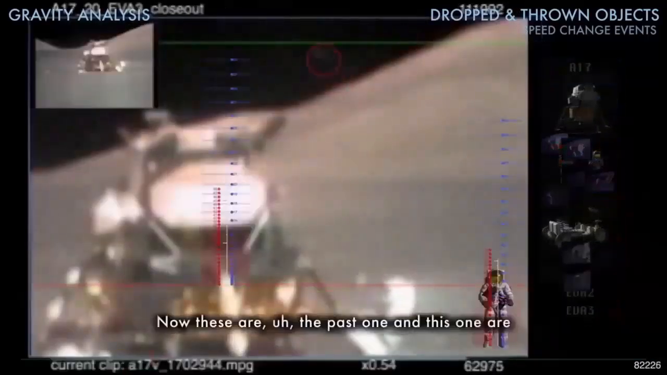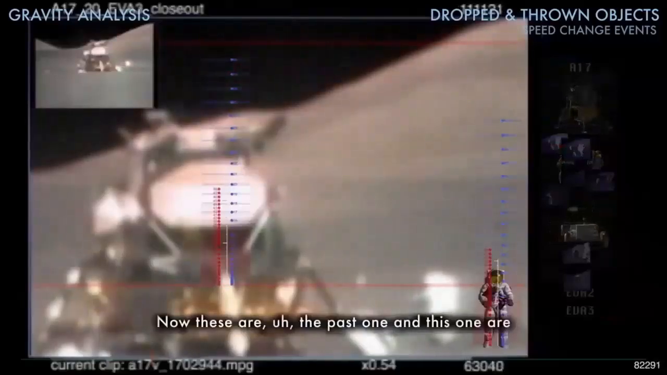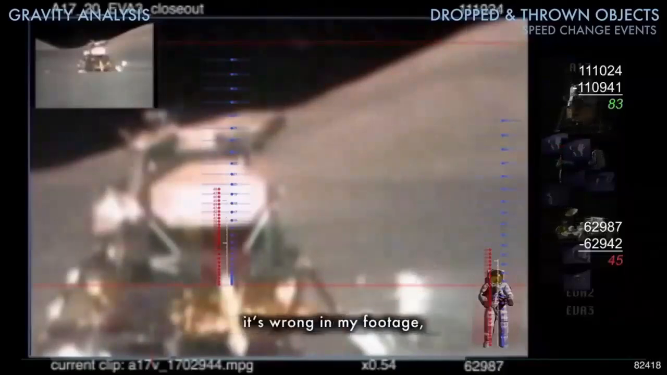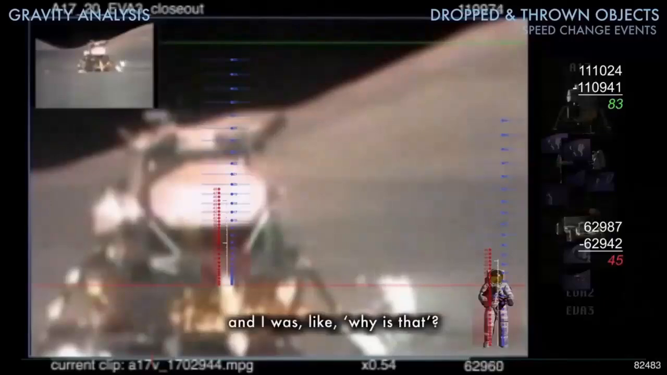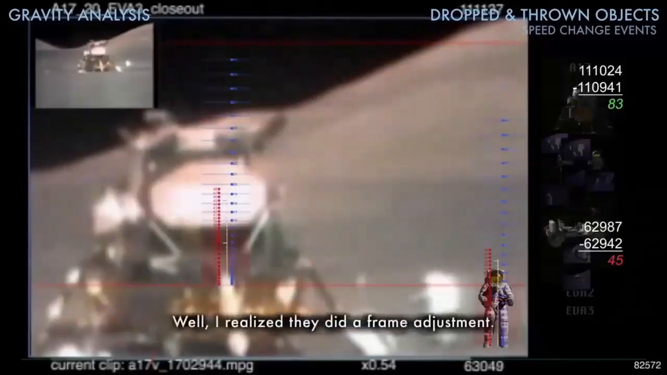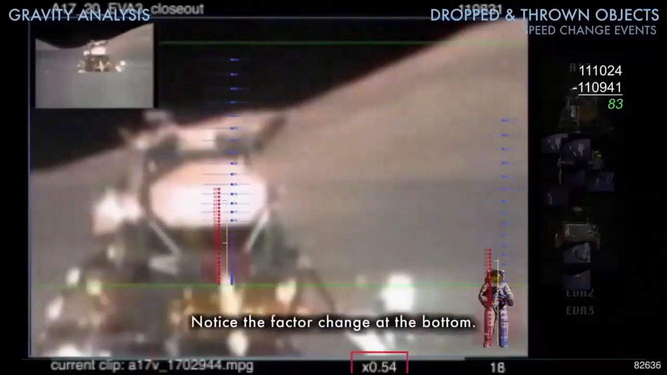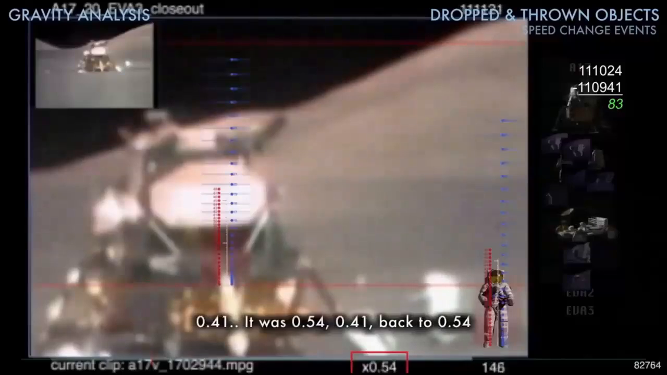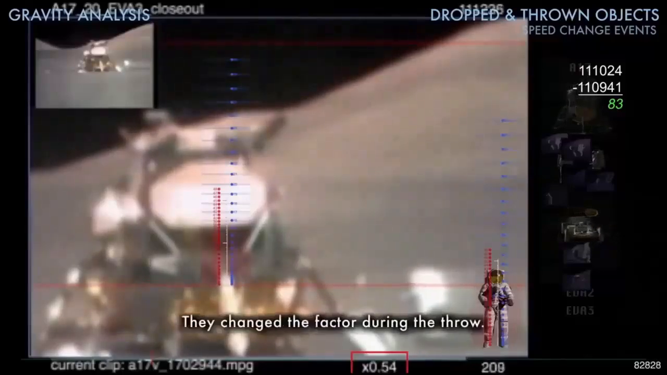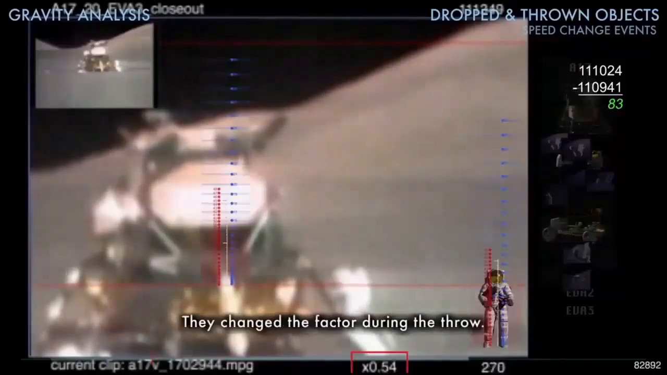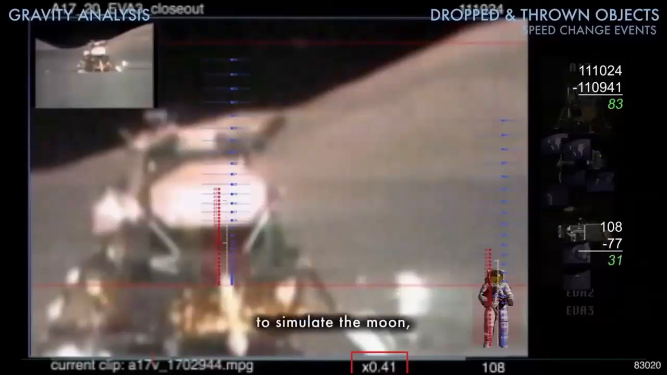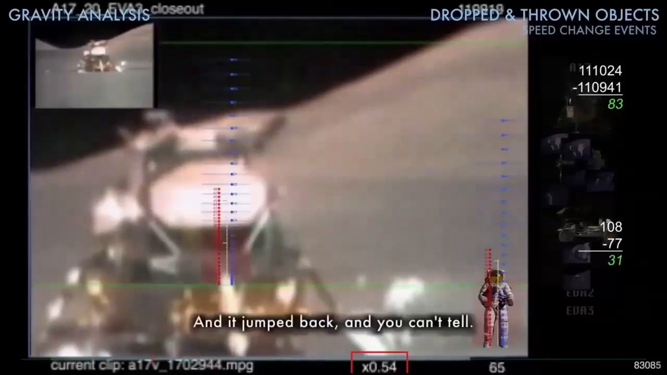Now these, the past one and this one, are really extraordinary things. What's happening here is that it's wrong in my footage. And it was like, why is that? Well, I realized that they did a frame adjustment. Notice the factor change at the bottom. 0.41, it was 0.54, 0.41, back to 0.54. They changed the factor during the throw. The object movement to simulate the moon, the proper speed, and it jumped back, and you can't tell.